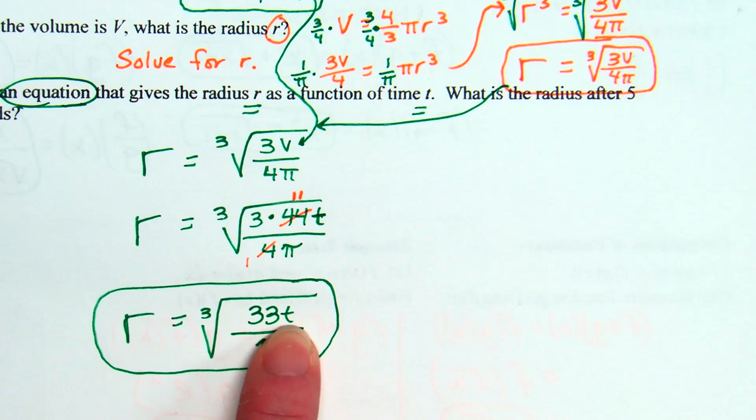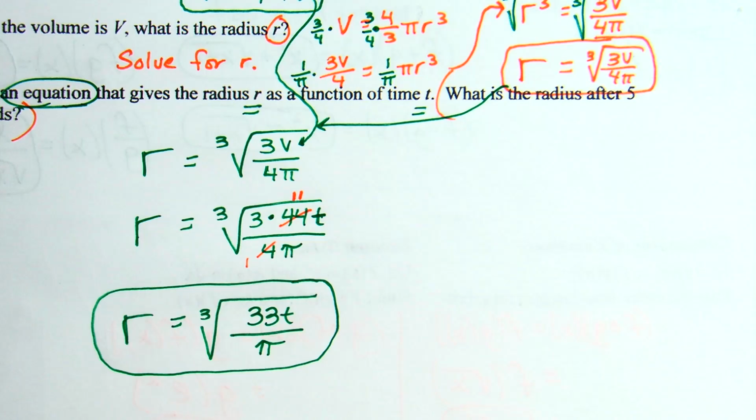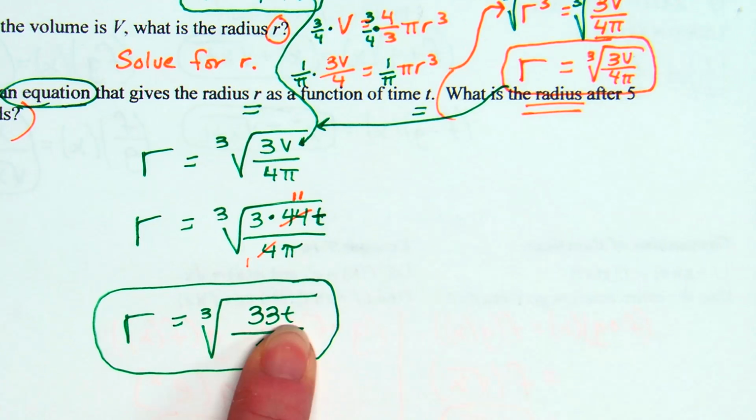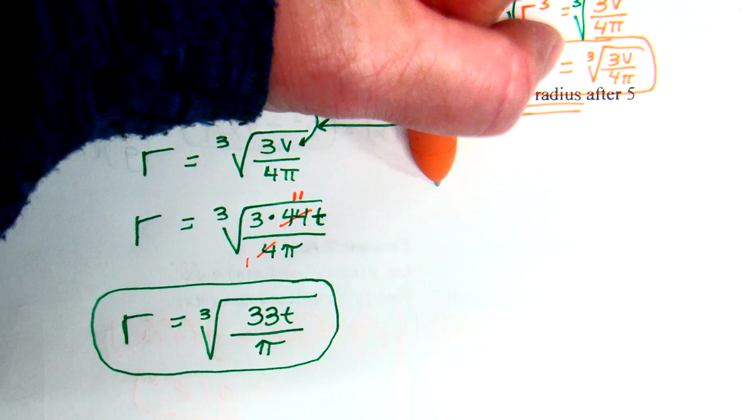Okay, last part. What is the radius after 5 seconds? Was there a point in doing this? What is the radius after 5 seconds? What do I do? Yeah, we're putting 5 into the equation, aren't we? So we're going to do r equals the cube root of 33 times 5 over pi. Guess what? That's not a very pretty answer, is it?